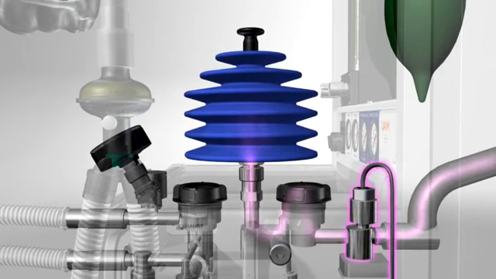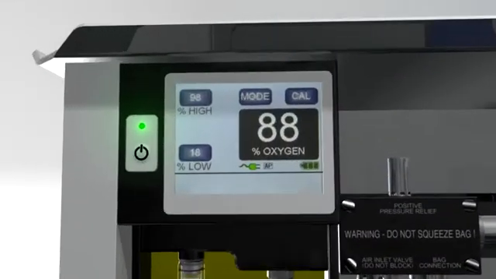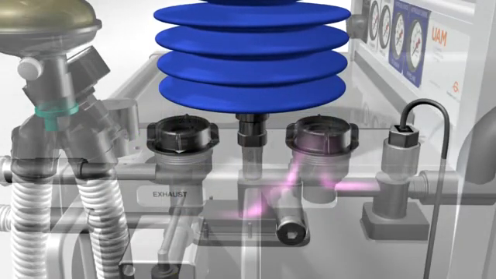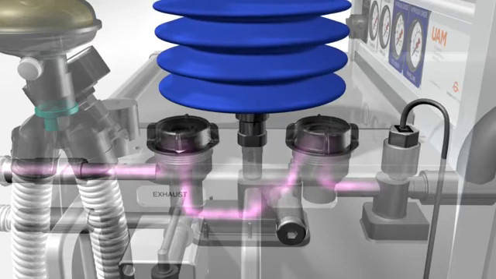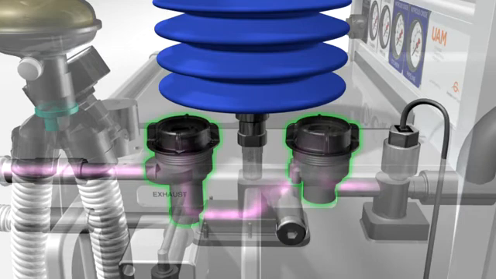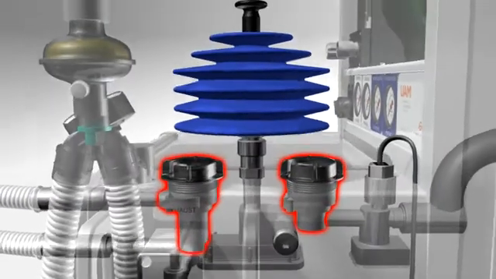A sensor reads the oxygen concentration of the gas passing to the patient. The reading is displayed on the oxygen monitor screen. As the gas flows from the oxygen sensor, it passes the first one-way valve, then the bellows chamber, followed by the second one-way valve. During spontaneous breathing, both non-return valves open for inspiration and close during expiration.